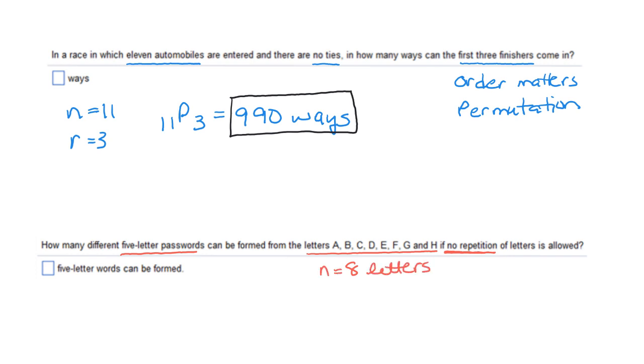This is your N. And we have a 5-letter password. So R is 5. All right, once again, this is a permutation because order matters, and we have no repetition. So we're going to take 8, permutate 5 at a time, place this in your calculator, and you will create 6,720 ways to create a 5-letter word or password.